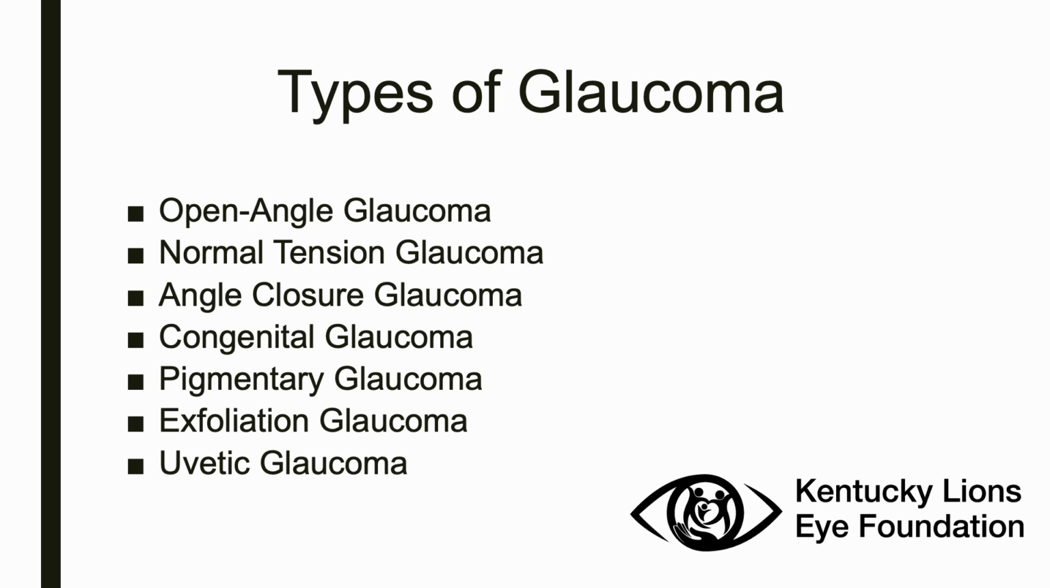And lastly, uveitic glaucoma is a secondary glaucoma caused by uveitis, which is inflammation of the middle layer in the eye, called the uvea. Uveitis can cause blockage of the eye drainage system with debris or scar tissue from the inflammatory effect that can elevate the IOP.